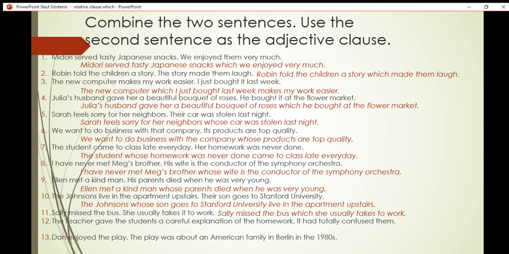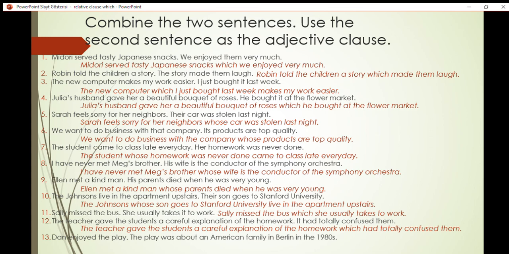12. The teacher gave the students a careful explanation of the homework. It had totally confused them. Now, the thing that confuses the students is the homework, not the explanation, not the careful explanation, not the students. They can't confuse themselves in this situation, and if it were the students, we would have said they, and not the teacher, we would have said she or he. So, the teacher gave the students a careful explanation of the homework, which had totally confused them.